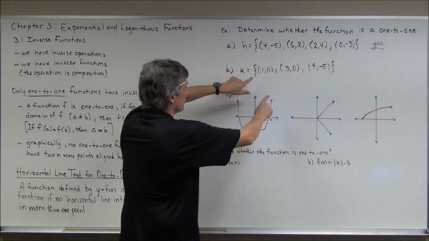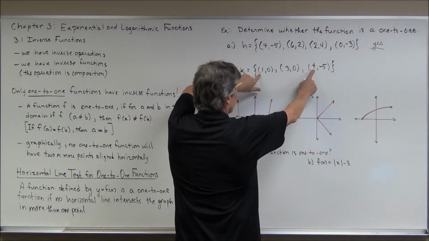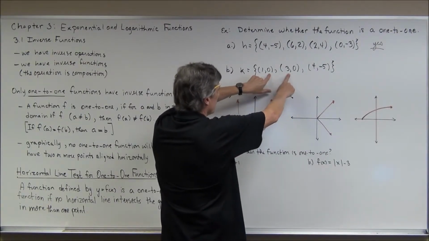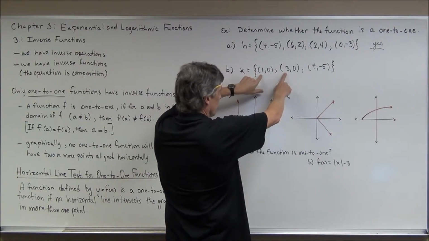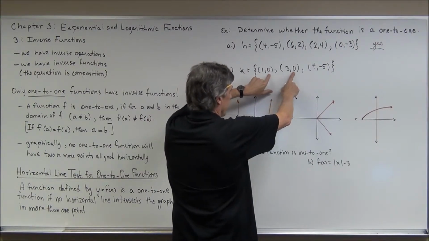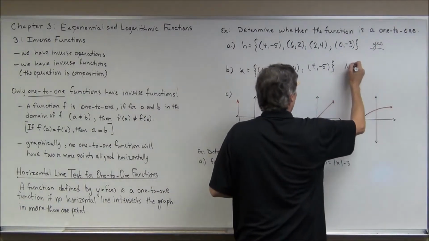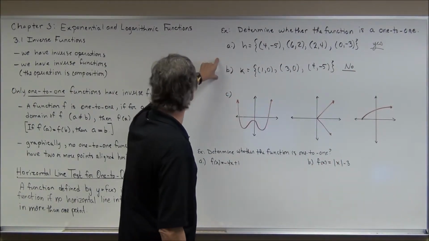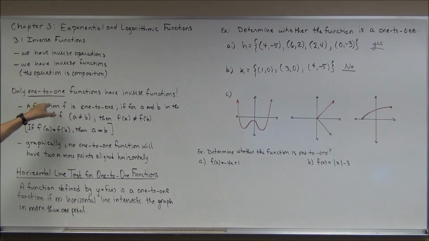Down here, this is a function, all the x values are different. But as you can see right here, this is not a one-to-one function because these two x's, which are different, have the same y, and that can't happen. It's not one-to-one. It's still a function, it's just not a one-to-one function. And therefore, since it's not a one-to-one function, it doesn't have an inverse function.